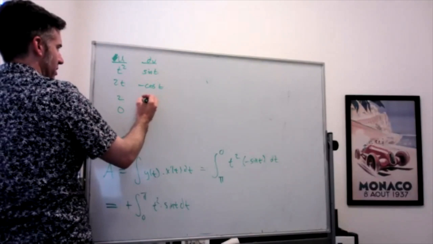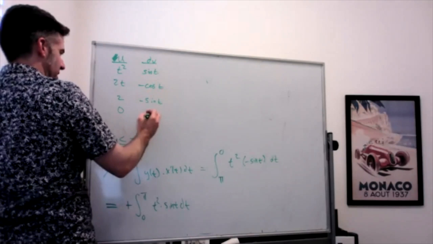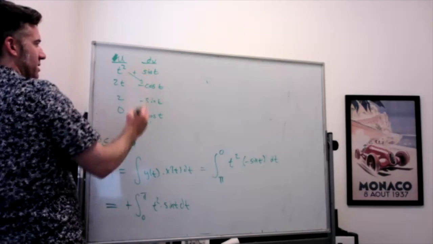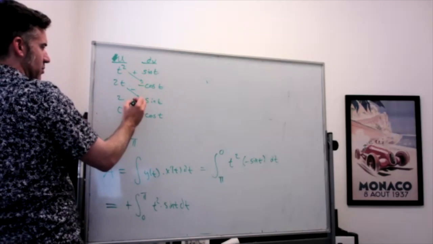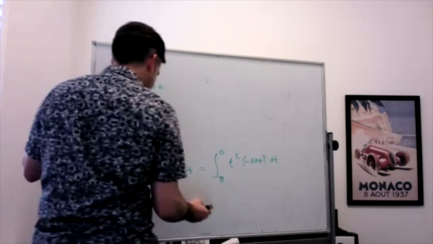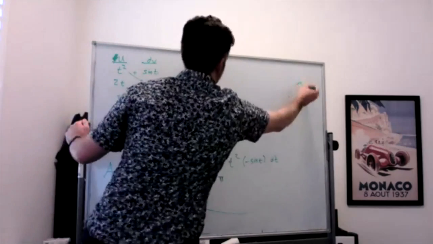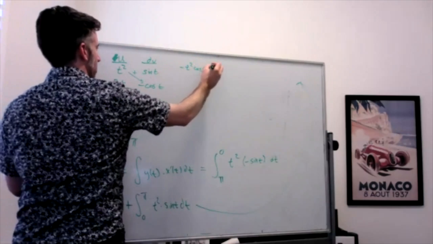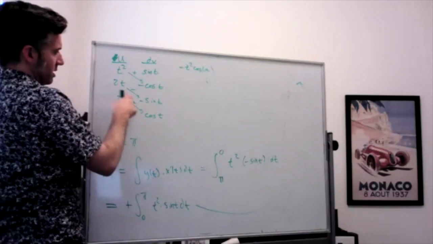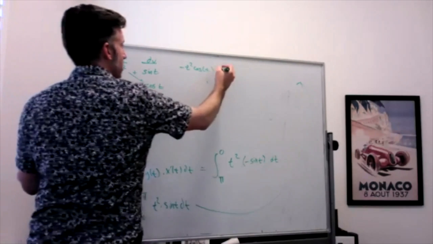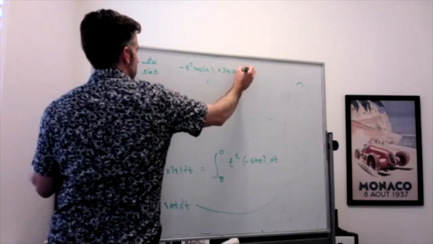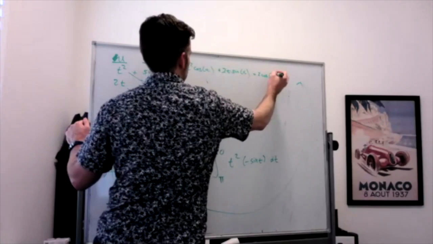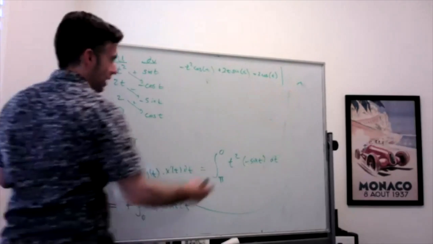The antiderivative is negative sine of t. The antiderivative is cosine of t. It's plus this times this, minus this times this, plus this times this. So this is going to end up equaling negative t squared cosine of t minus 2t times negative sine of t, so plus 2t times sine of t plus 2 cosine of t, from 0 to pi.